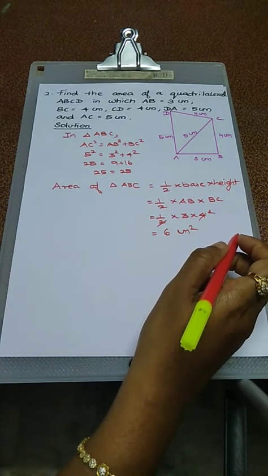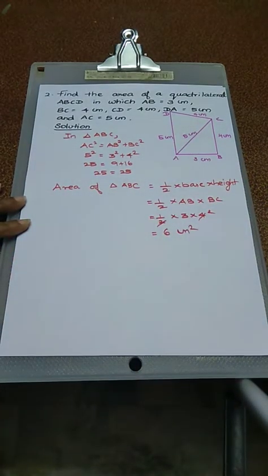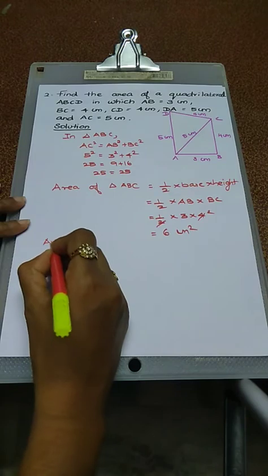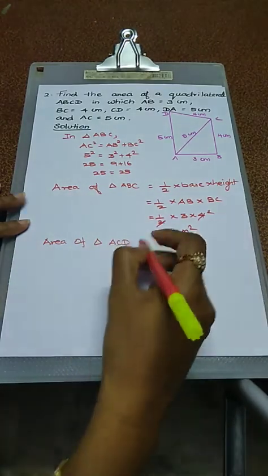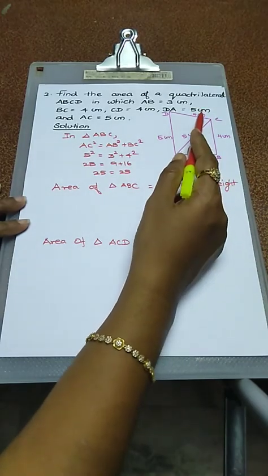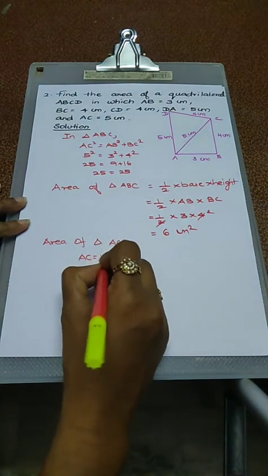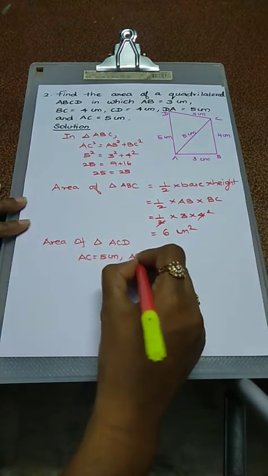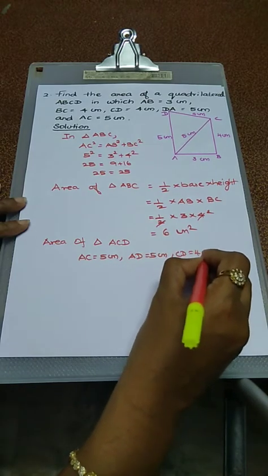Next we calculate the area of triangle ACD, this triangle. Area of triangle ACD, actually what is the value? AC 5, AD 5 and DC 4 centimeter. So write the value. AC equal to 5 centimeter, AD equal to 5 centimeter and CD equal to 4 centimeter.